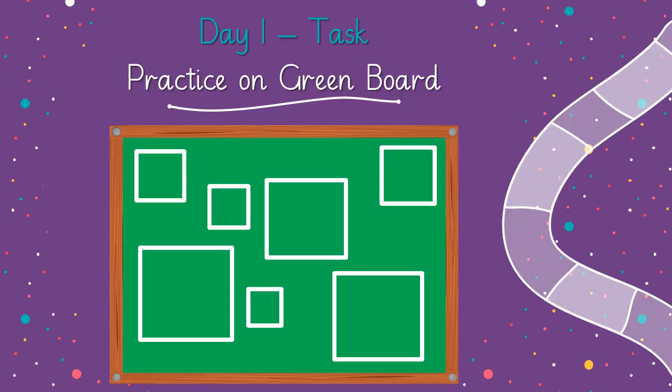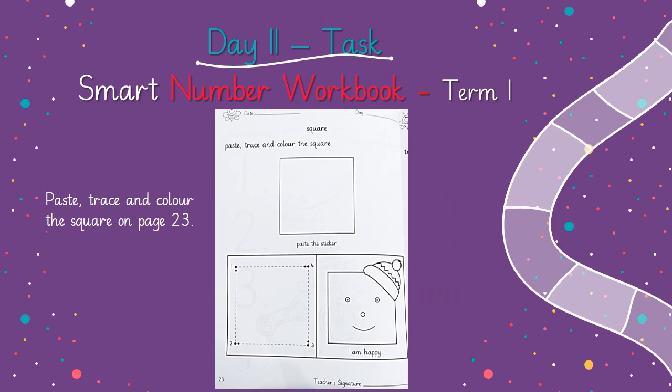Okay, dear students, now practice making some squares on the green board and show it to your teacher. This is your day 2 task. This task should be done in your Smart Number workbook. You need to paste, trace and color the square on page 23. Sticker of shape square is given at the last page of number workbook.